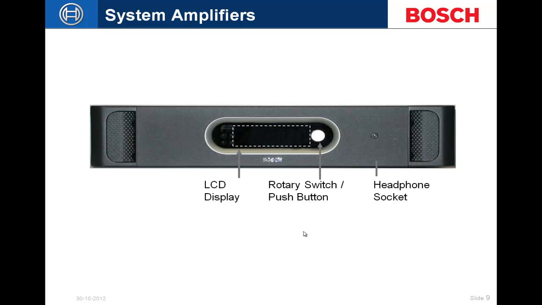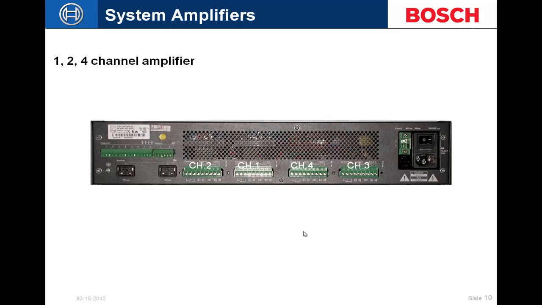Our front panel has our LCD display, rotary switch / push button, and a front mounted headphone socket. The headphone socket can be used as a monitor output from the system, giving me the ability to monitor my 2 audio inputs into the system, and also either 1, 2, 4, or 8 audio outputs within that specific amplifier. All of our amplifiers have front to rear cooling, meaning that everything that's Praesideo related is going to have the same type of front to rear cooling.